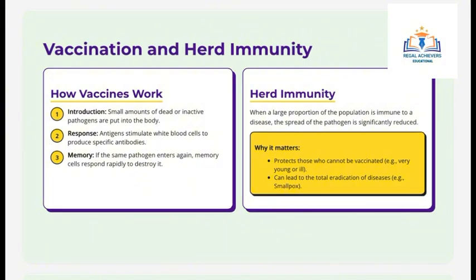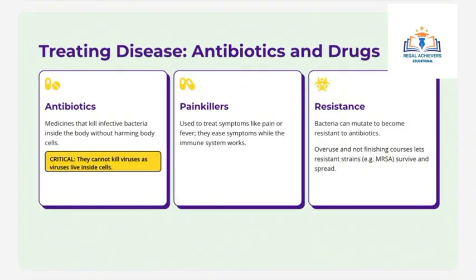When enough people are vaccinated, we achieve herd immunity, which protects everyone, even those who can't be vaccinated. This collective protection can even lead to the eradication of diseases. Next, we'll look at how we treat diseases once they've taken hold. Now that we've discussed prevention through vaccination, let's talk about treating diseases with medicines.